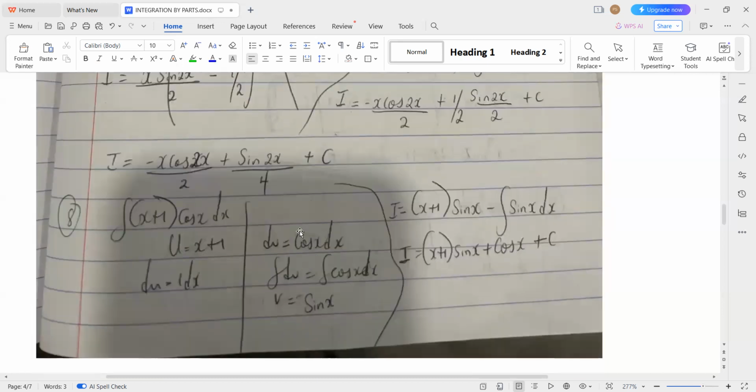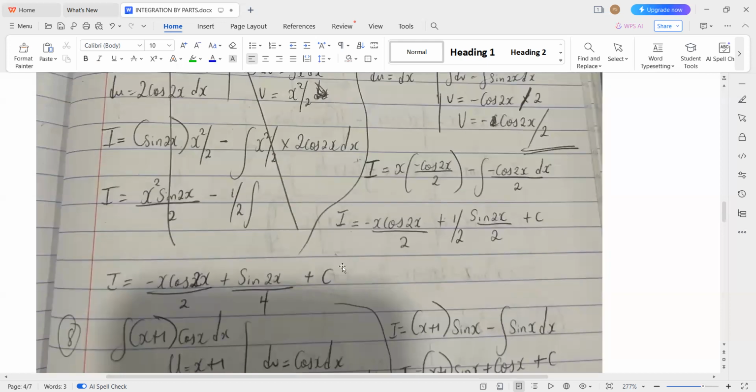Now let's look at this one as an example. So you have what? u as x plus 1, dv as cos x. So the differential of u is going to give us dx, and the integral of cos x is going to give us sin x. So we have I equals open bracket x plus 1 close bracket times sin x minus the integral of sin x. So you have x plus 1 times sin x plus, since the integral of sin x gives you minus cos x, plus cos x plus c. And yeah, so that's basically integration by parts.